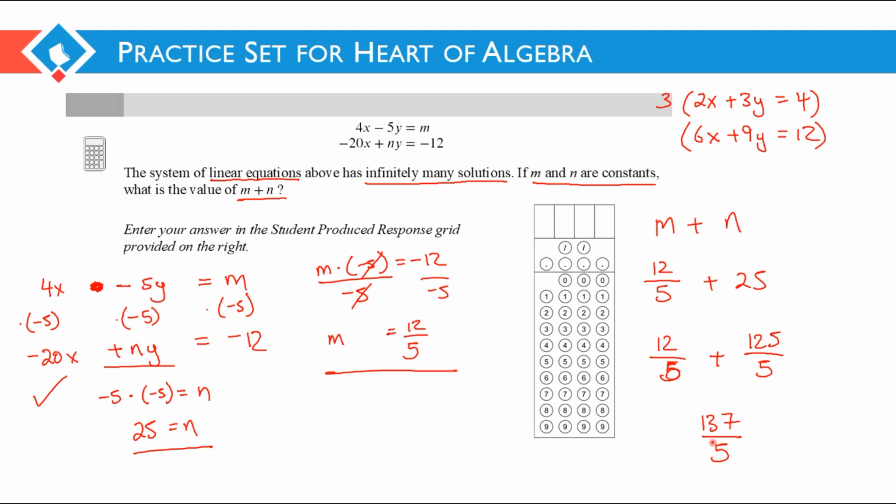And because this is not going to fit into our little boxes here, because we only have 4 spaces, we're not going to be able to fit all this in there, we have to simplify this. But because this won't simplify any further, we have to write this as a decimal. You can use your calculator for this, but 137 over 5 is equal to 27.4. So our correct answer in this case is going to be 27.4.